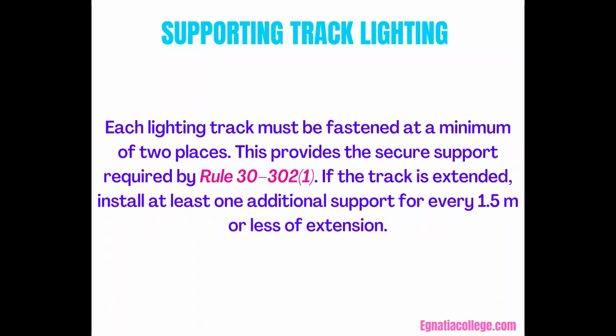Supporting track lighting. Each lighting track must be fastened at a minimum of 2 places. This provides the secure support required by Rule 30-302-1. If the track is extended, install at least one additional support for every 1.5 meters or less of extension.